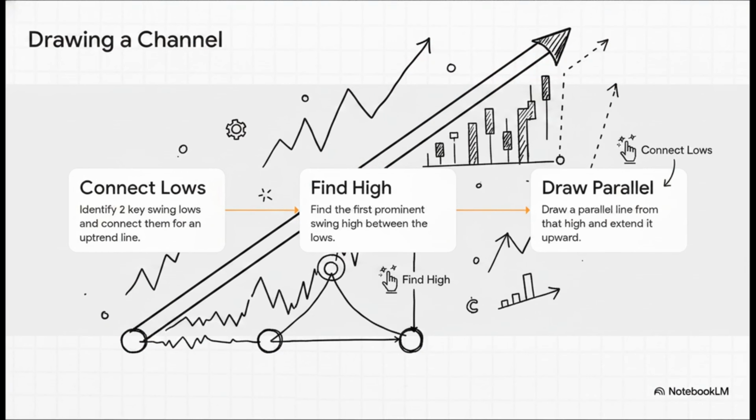For our final structural step, the source shows us how to take these single psychological lines and turn them into actionable corridors of movement. Drawing a perfect rising channel is actually super simple, but so incredibly powerful. You just connect two key swing lows to establish your base support. Then you find the prominent swing high right between them, and you draw a parallel line straight up. Just like that, you've built yourself a roadmap.